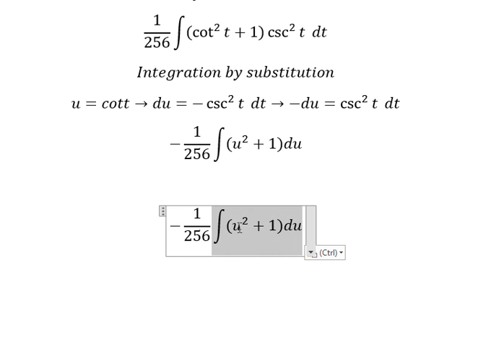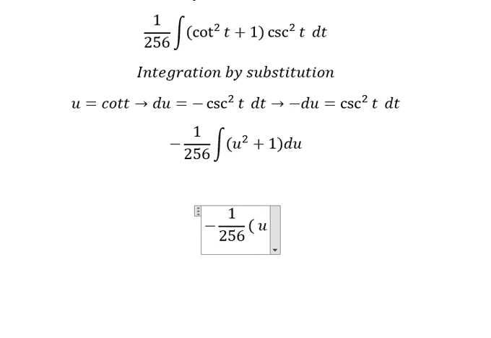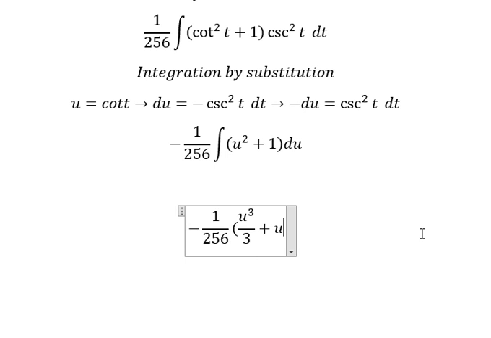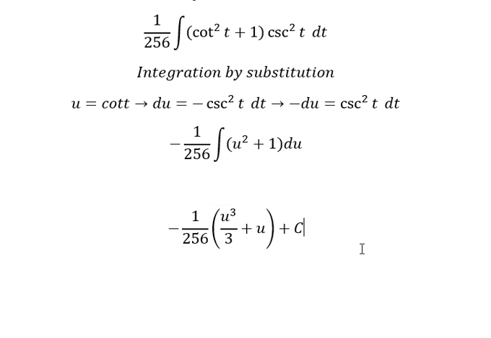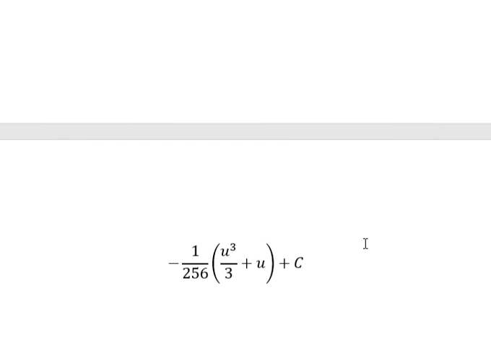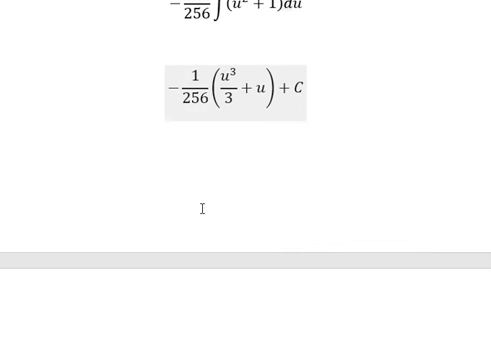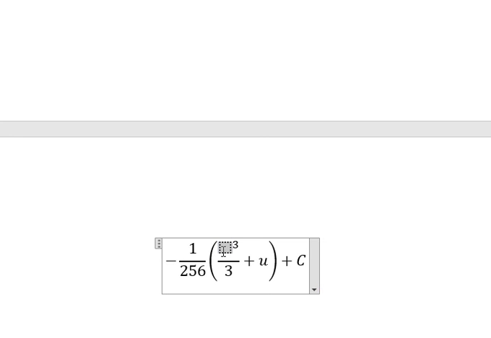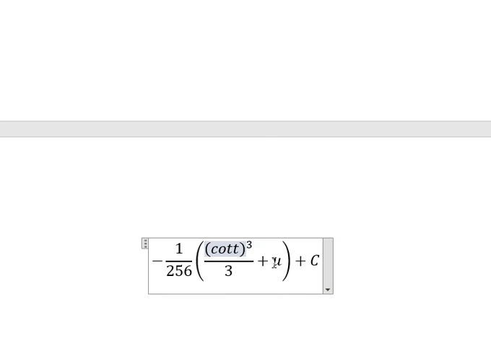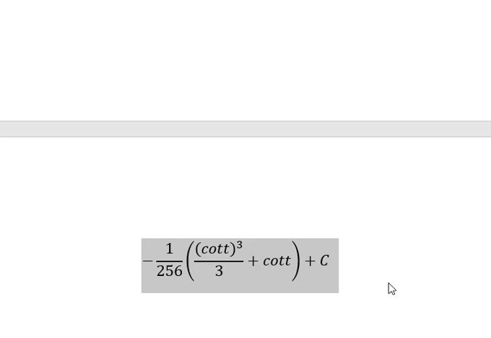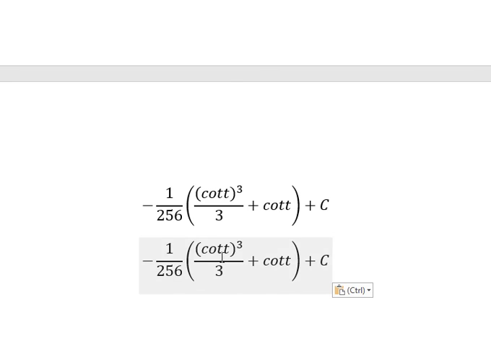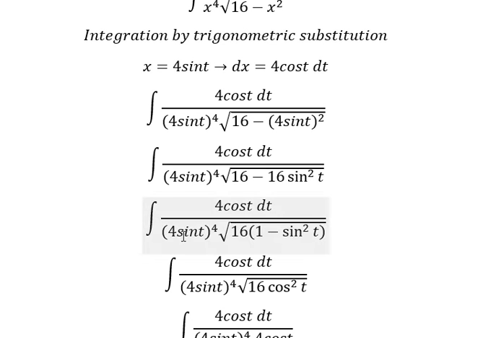The integration of u square, we have u to the power of 3 over 3. Number 1, that's u. And we put c. For u, that's cotangent t. For t, that is about this one.